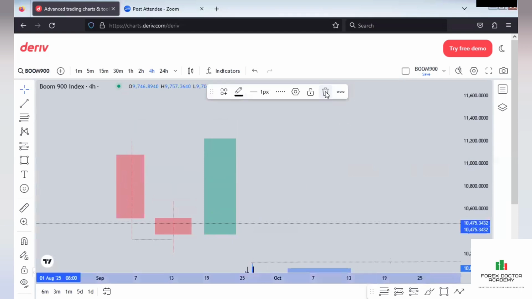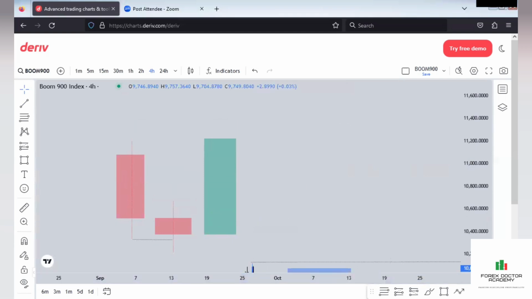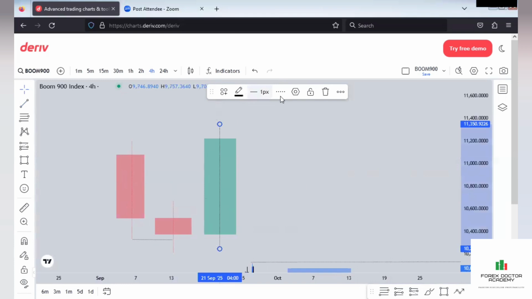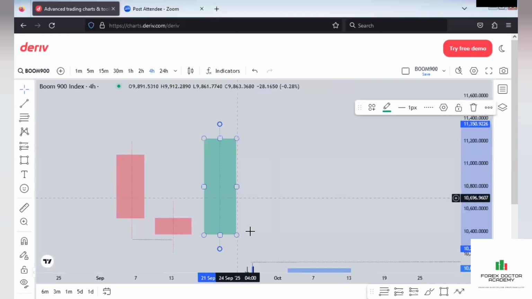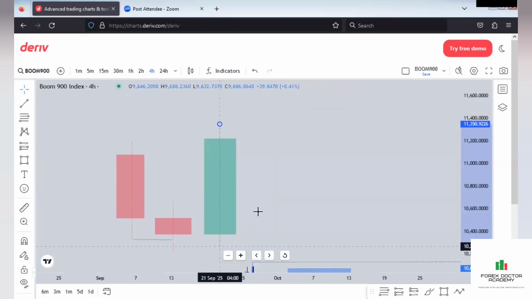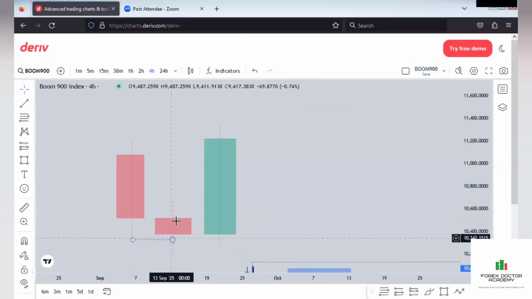Let me quickly take this off. Great. So still on our bullish scenario, this is how it looks. Okay, let's change that to green. So this is it, a three candlestick formation.